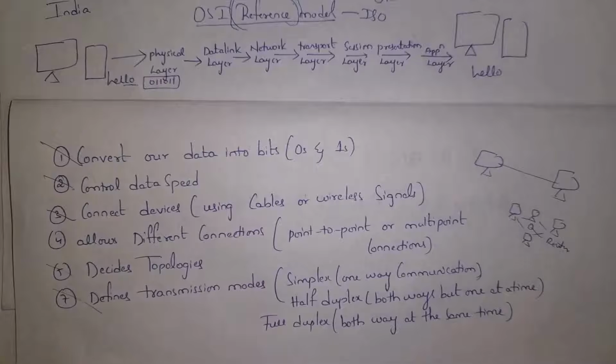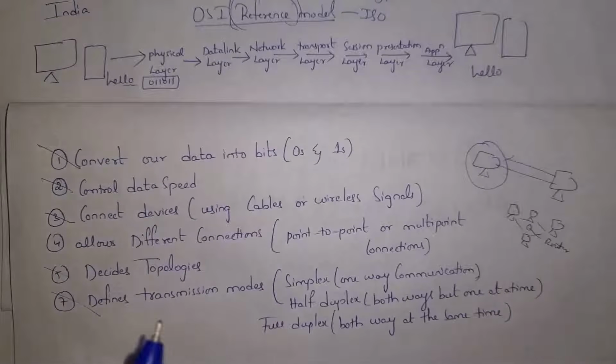And the physical layer will also decide topology, how we arrange our computers physically. We call that arrangement topology. Some companies will follow star topology, some companies will follow ring topology, and some companies will follow bus topology. The physical layer will decide topology, that is nothing but how to arrange computers.